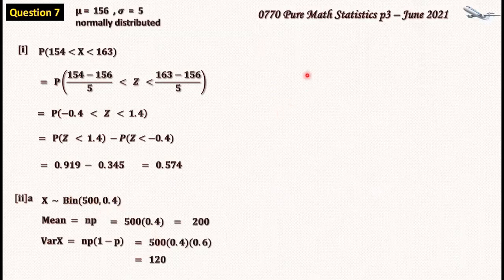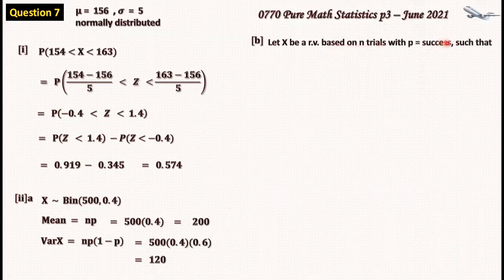So we start by looking at this statement. Let X be a random variable based on n trials, where P is the probability of success, such that mu is equal to np. This is for the binomial, and sigma is equal to the square root of np times 1 minus p, which is the standard deviation.